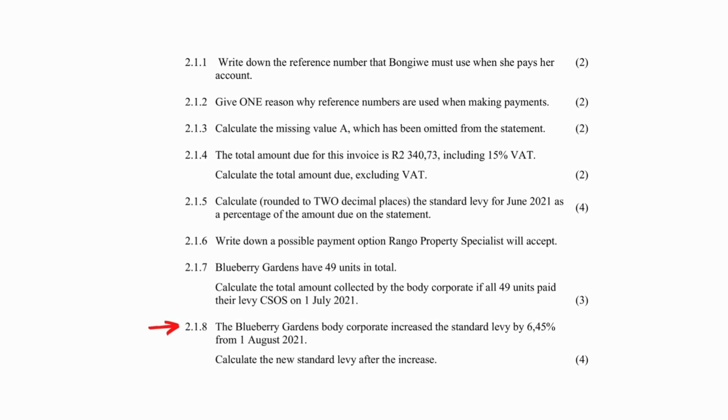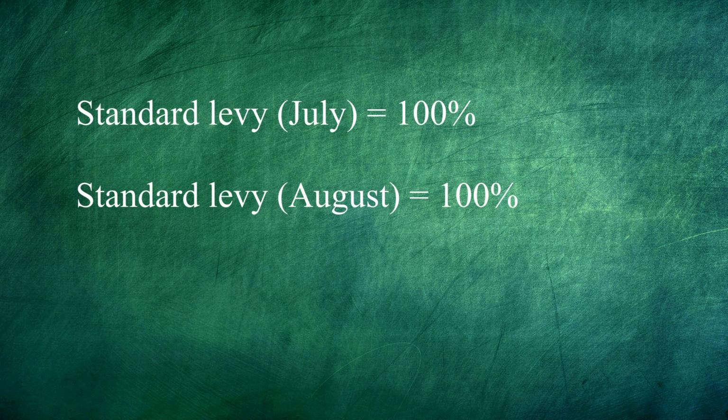In question 218, you have to calculate the new standard levy after an increase of 6.45% from the 1st of August 2021. If the standard levy in July is considered to be 100% as a percentage, then the new levy in August will be equal to 100% plus the 6.45% increase in August. This will give you a percentage of 106.45% of the July levy.